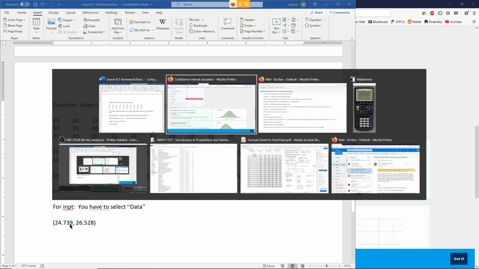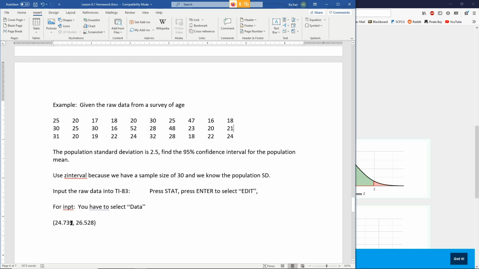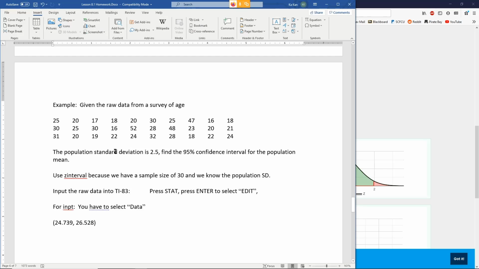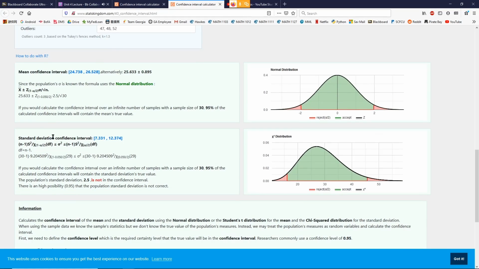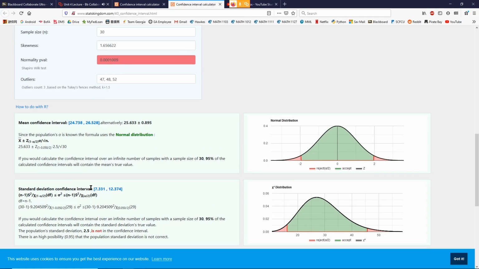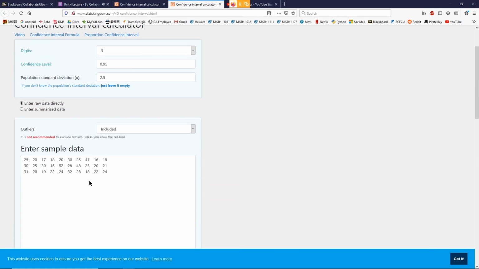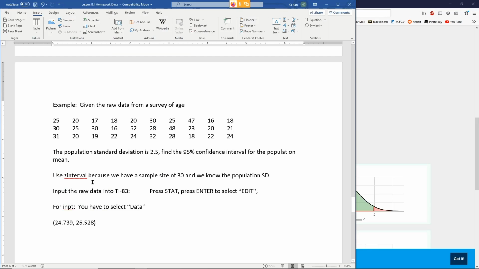24.739 to 26.5. It's a little bit of a difference, but it's not enough to make it wrong. So that is the mean confidence interval. Very nice, right? Now, if you actually scroll down, look at this. Standard deviation confidence interval. So this website also does it for the standard deviation. That's what makes this so powerful. This website here is a lot more powerful than the calculator, right?